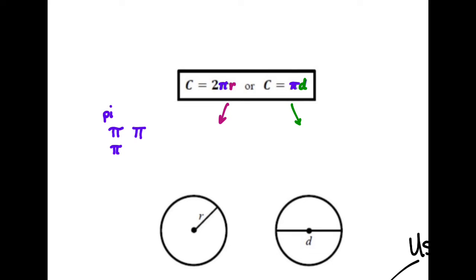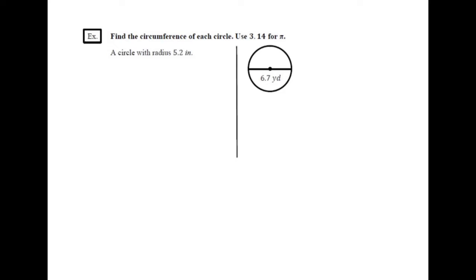I'm going to write those down on the next page just so you don't have to keep looking in your notes or anything, and we're going to do a couple. All right, so here we go. Two formulas. We have circumference is equal to 2 pi r, or circumference is equal to pi d.